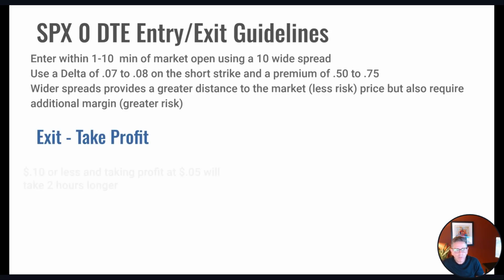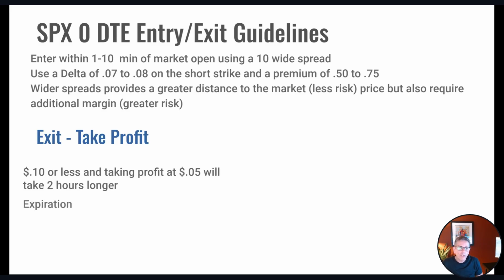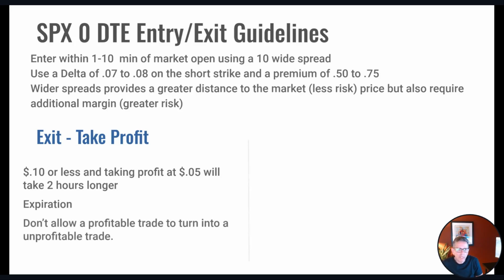All right. So the way that you take profit is you can take $10 or less, right? Taking profit, and if you want to take 5 cents, it'll take about a couple more hours to get there in a 0DTE trade. Now you can let it expire as well, right? But each time you put on this trade, the longer that trade is in, the more risk you have. So keep that in mind.